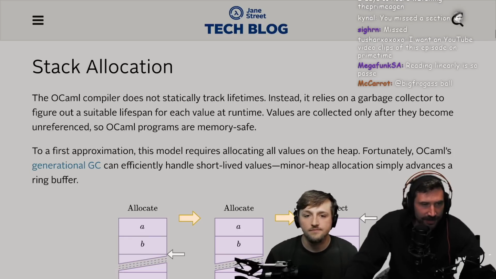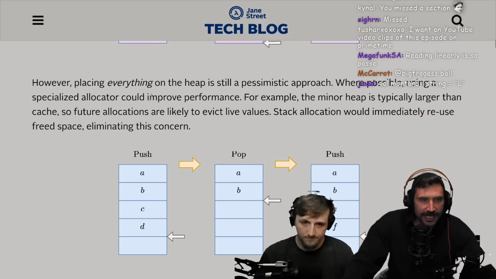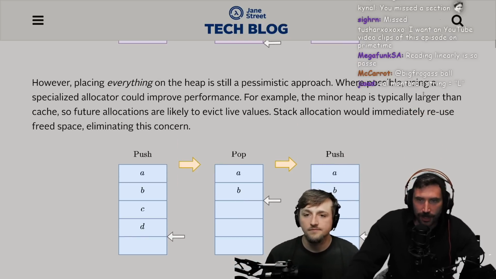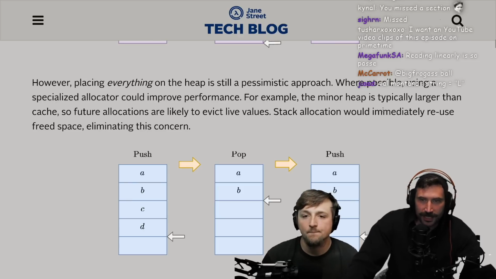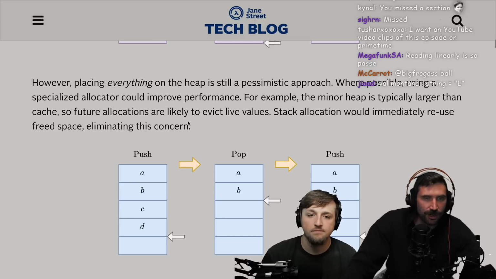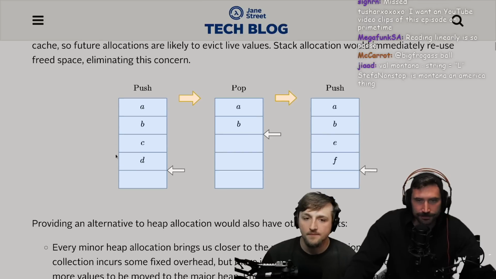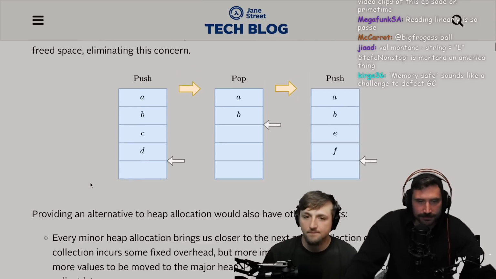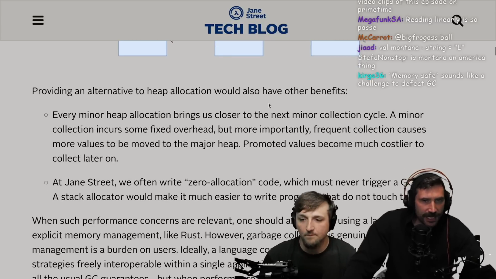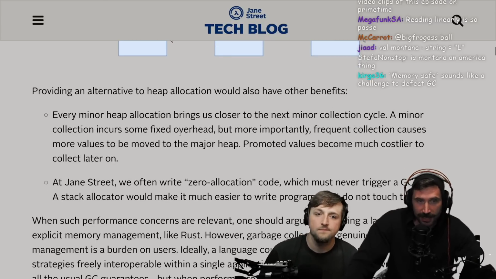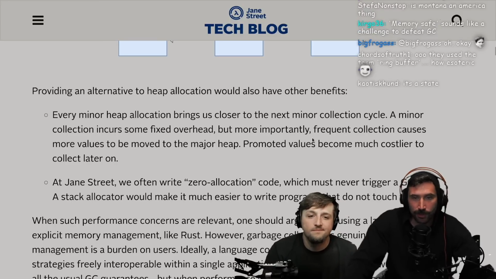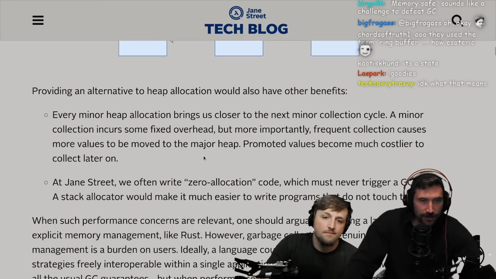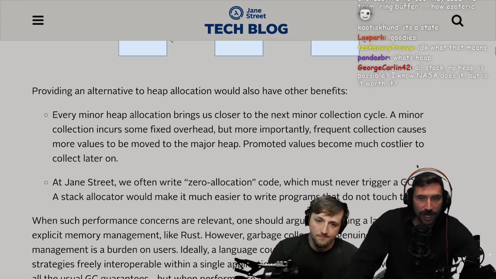Minor heap allocations simply advance a ring buffer. Oh, cool. However, placing everything on the heap is still a pessimistic approach. Where possible, using a specialized allocator could improve performance. For example, the minor heap is typically larger than cache, so future allocations are likely to evict live values. Stack allocation would immediately reuse freed space, eliminating this concern. Okay. Exciting. Providing an alternative to heap allocation would also have other benefits. Every minor heap allocation brings us closer to the next minor collection cycle. A minor collection incurs some fixed overhead, but more importantly, frequent collection causes more values to be moved to the major heap. Yep. Promoted values become much costlier to collect later on.